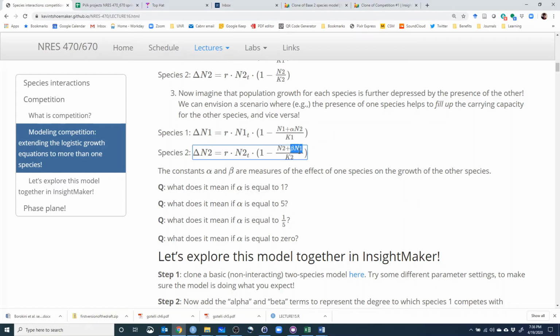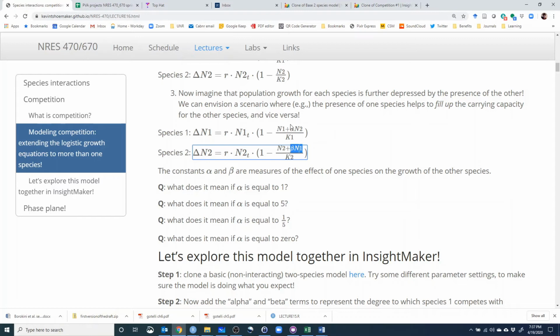All right, so the only difference between this and the basic logistic growth model is that the constants alpha and beta are included now in this model, and each one, alpha and beta, are measures of the effect of one species on the growth of the other species. These are competition coefficients, all right? And you can read more about this in the Gotelli book in chapter 5, all right? So a couple questions. Now, what does it mean if alpha is equal to 1?